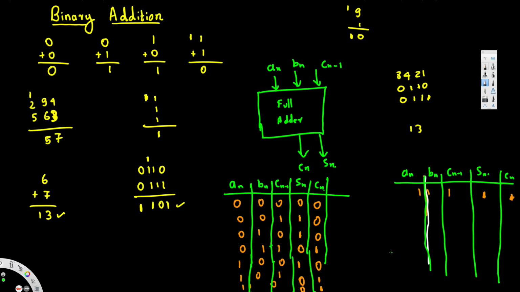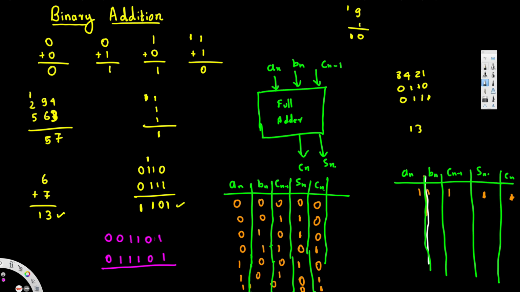Okay, now let's look at a binary addition. Let's look at another number. Let's say we have 0 0 1 1 0 1 0 1 1 1 0 1.